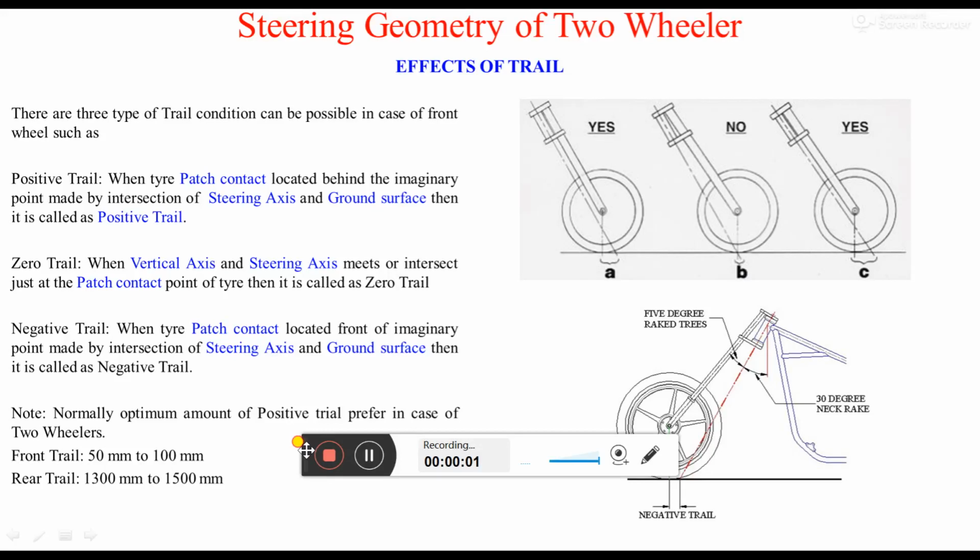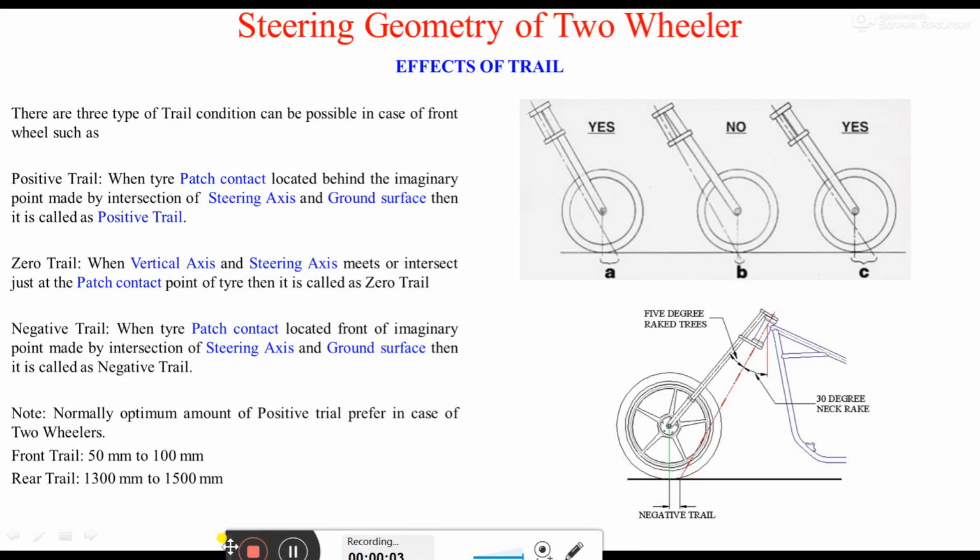Hello class. In the previous lecture, we have gone through the real trail and the ground trail. Now in this lecture, we will see the further types of trail, or the classification of the ground trail, which is affecting the steering geometry, the overall balance, and the overall directional stability of the vehicle.